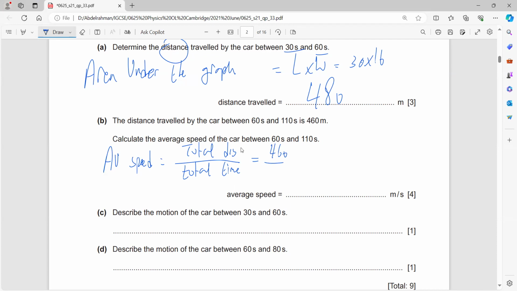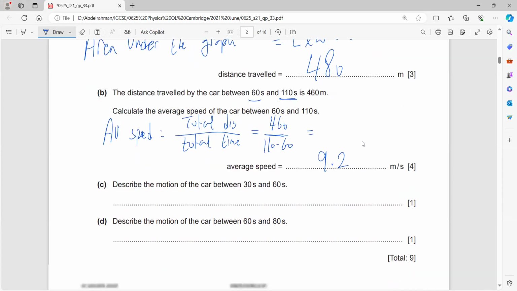The total time is 110? No, it's not 110. What's the total time taken in this interval? The time between 110 and 60, so 110 minus 60 is 50. Yes, bravo. 460 divided by 50 is 9.2 meters per second. Four very easy marks.